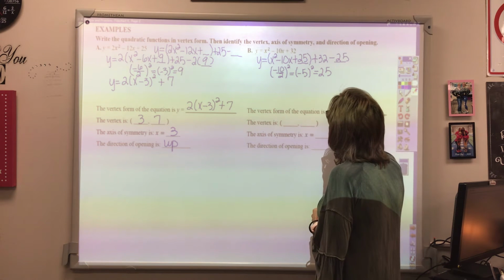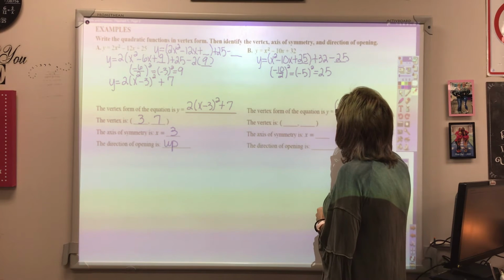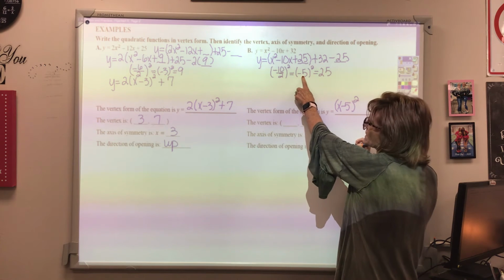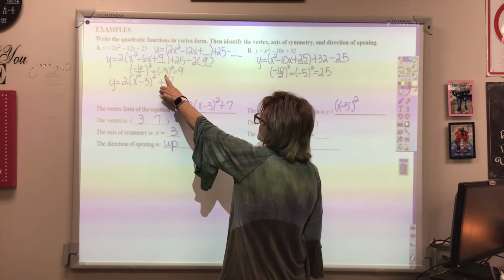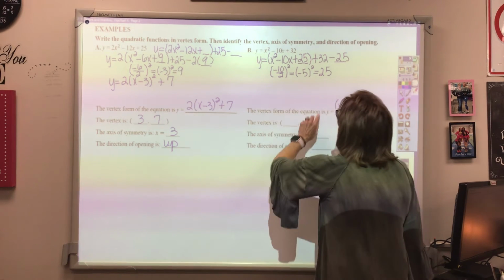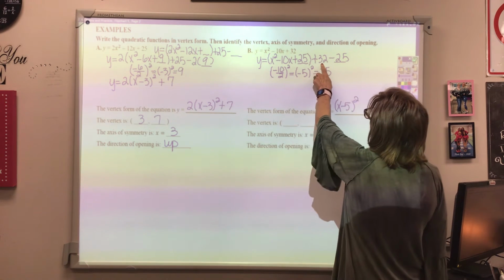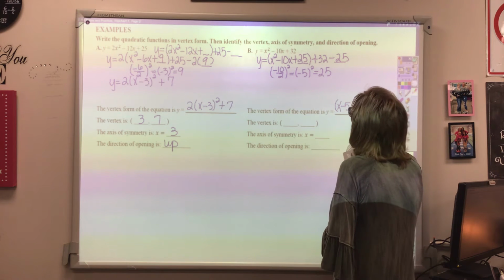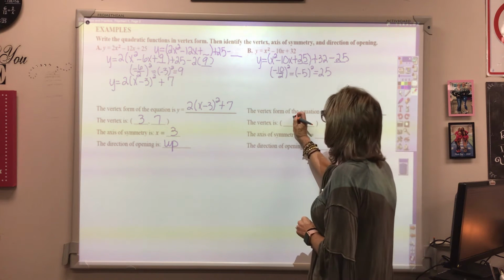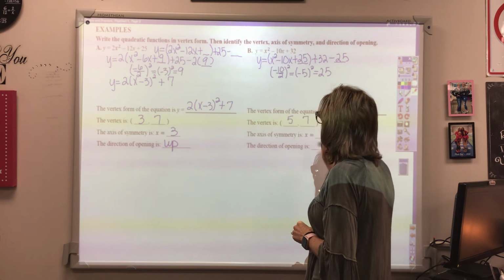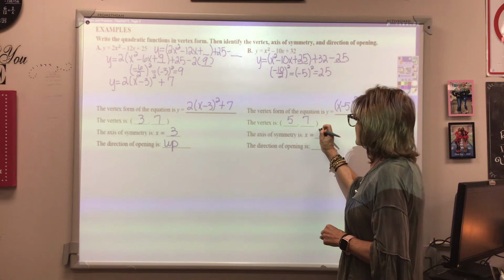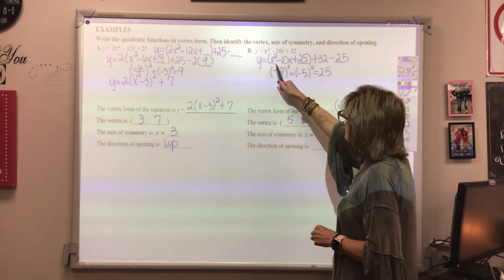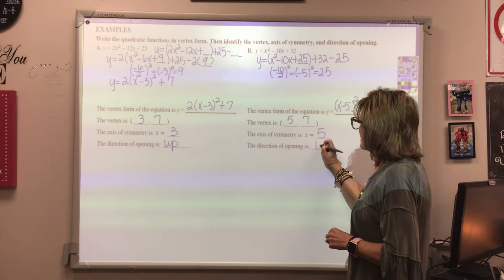We would have y equals x minus 5 squared. You can always get that number from right here. See over here, negative 3, it's half of the middle. And then we're going to take 32 minus 25, which would be plus 7. So our vertex will be at 5, 7. Our axis of symmetry is x equals 5. And again, since this is positive, you can see here, the direction of the opening is up.